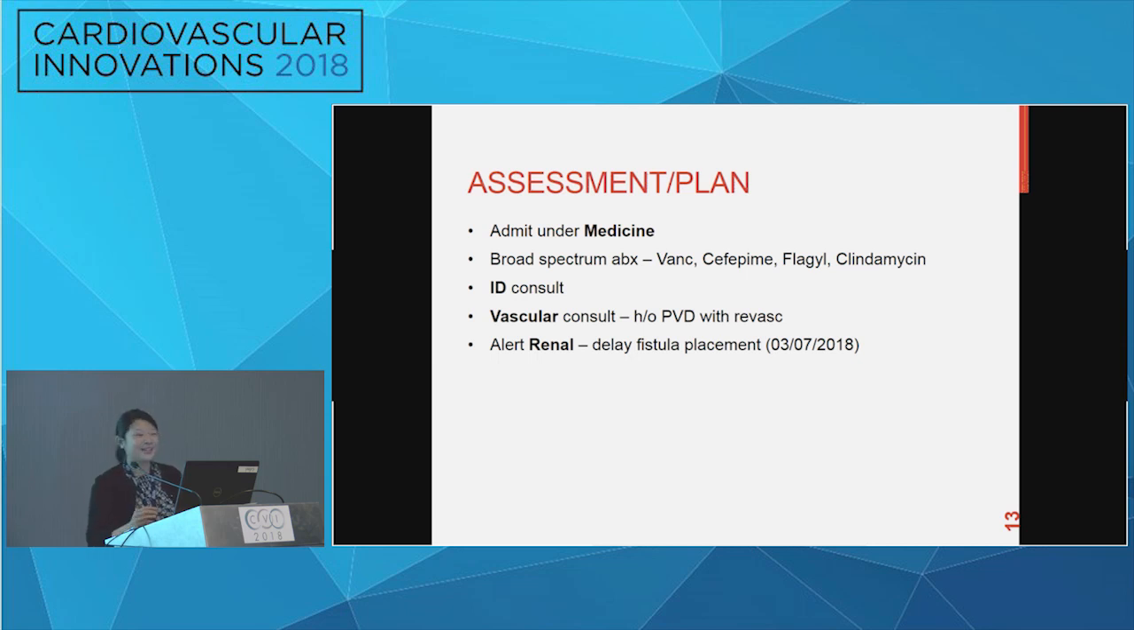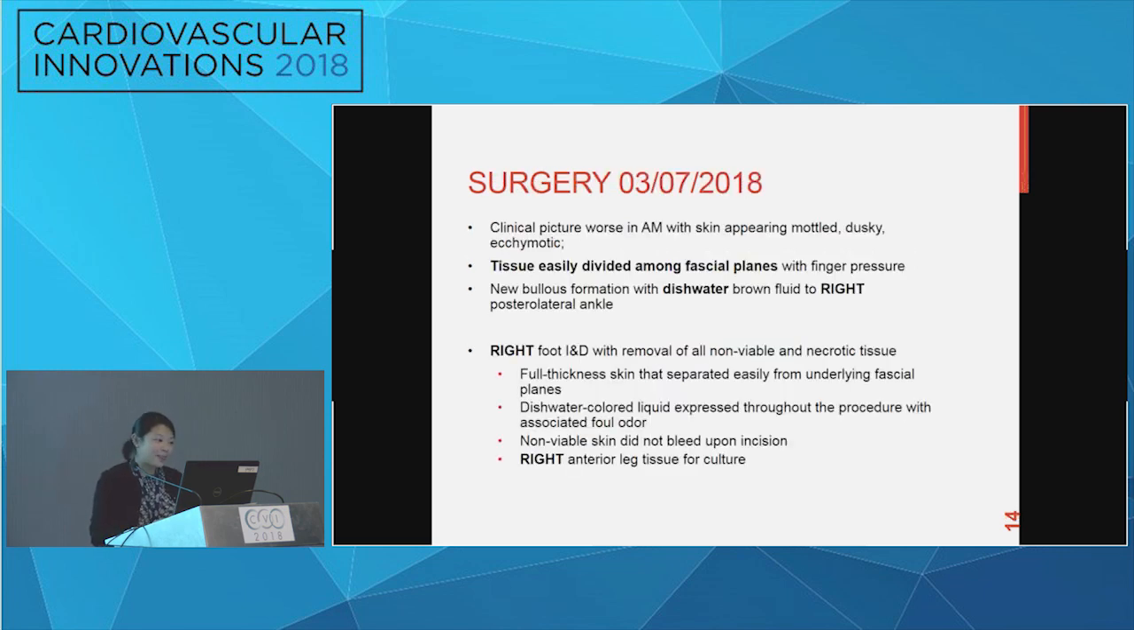So we took a multidisciplinary approach. We admitted him under medicine due to his comorbidities. Medicine started broad spectrum antibiotics. We got infectious disease on board to tailor the antibiotics as we progressed through his treatment. We had a vascular consult since he is a vascular patient with previous history of intervention. And we also alerted renal because he was supposed to come to the VA the next day to have an AV fistula put in so he can start dialysis. So we let them know it's probably going to be delayed.